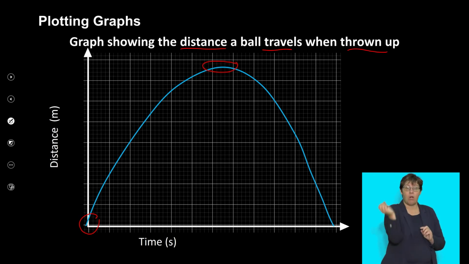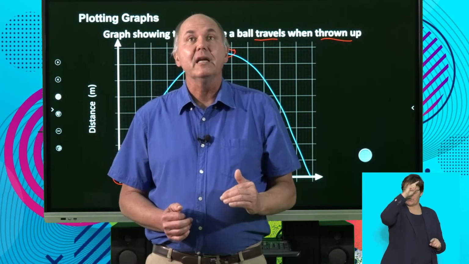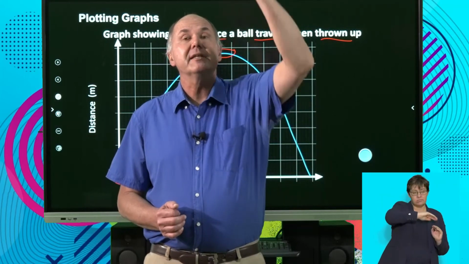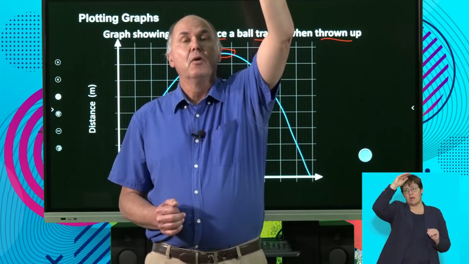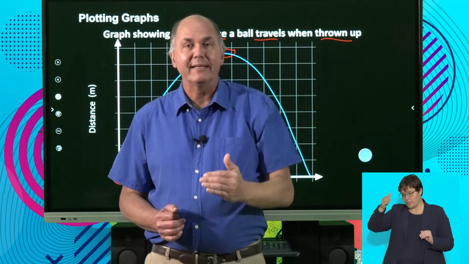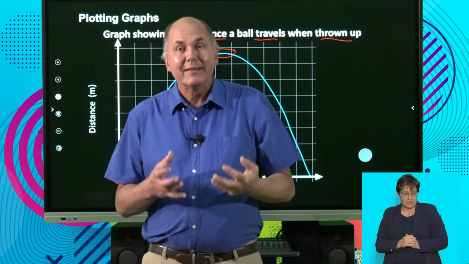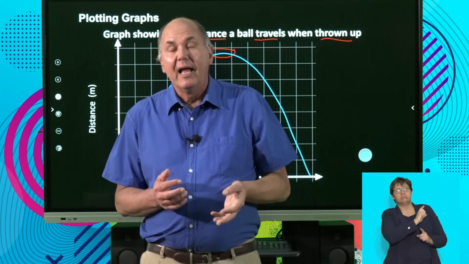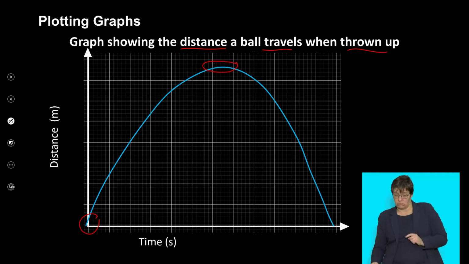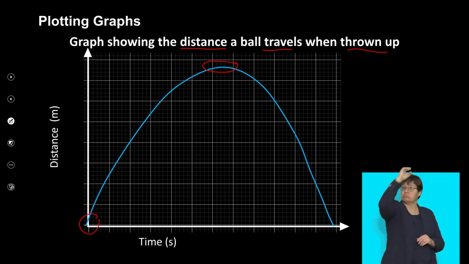So the ball starts on the ground next to where I am, and I'm going to throw it up into the air, and we're going to see how far it gets away from me and what's going to happen as it comes back down again. So it's about the distance that it's traveled, and what we can see is the distance above the ground. So this is the maximum height.